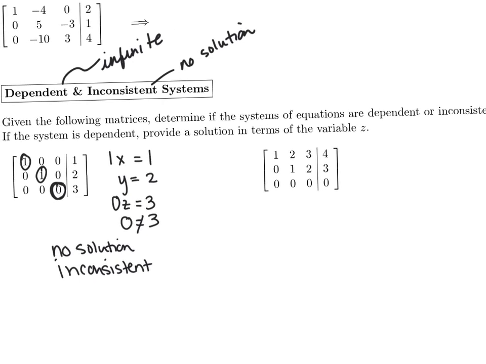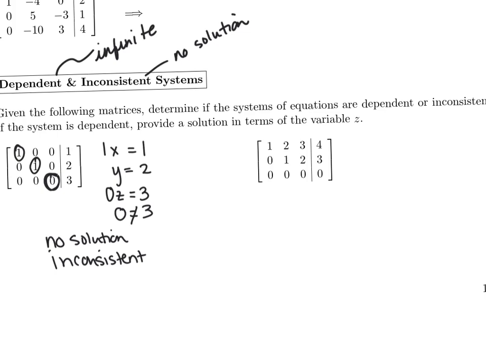So if we go look at this one, you're going to have 1x plus 2y plus 3z equals 4. 0x, 1y, 2z equals 3. And then you have 0 equals 0. Well, that is true. That's a true statement. So that means that this is a dependent system. I can't even spell dependent. That is a dependent system.